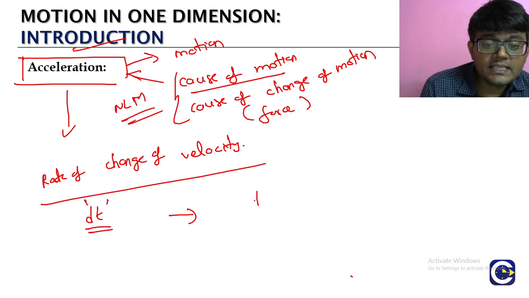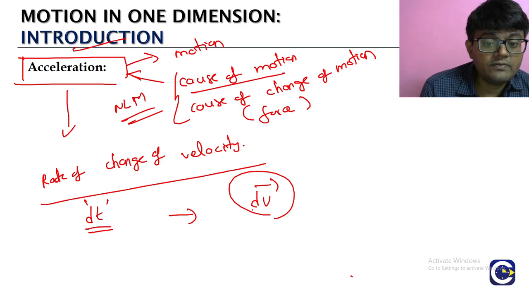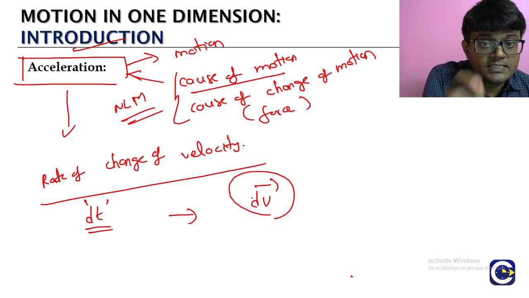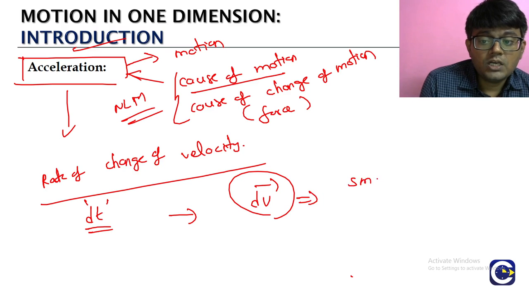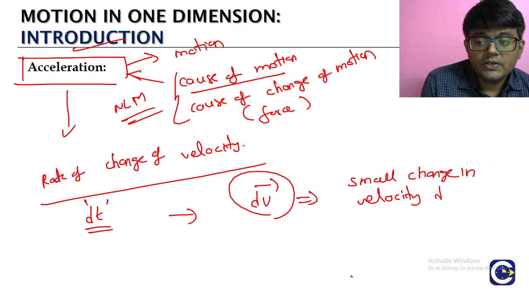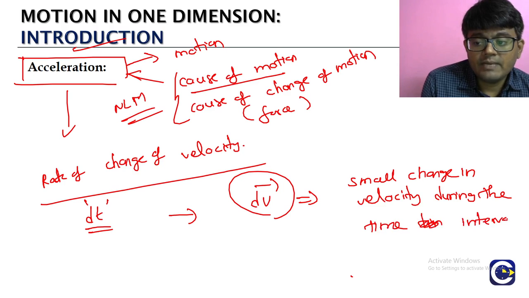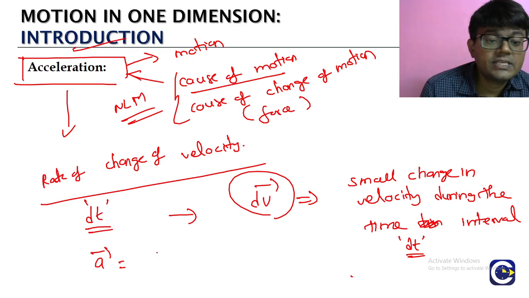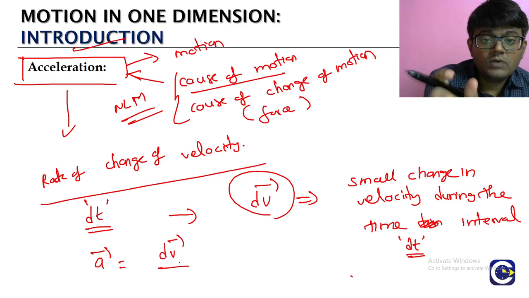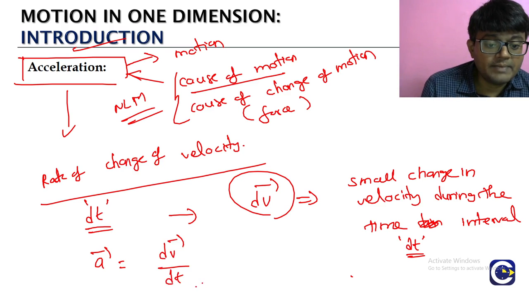In that, let us say the change in the velocity is given by dv, because this change in velocity will also be very small, a differentially small change in the velocity. This is the small change in velocity during the time interval dt. Now what will the acceleration definition be? Whatever the small change in velocity is, divided by that small time interval: dv by dt.